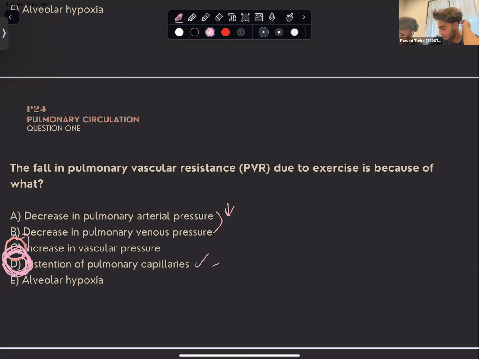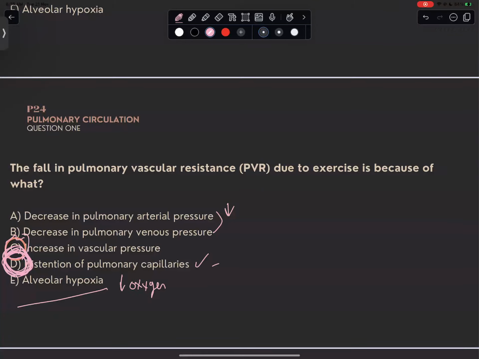Okay, and then what's hypoxia? What happens with hypoxia? Let's break that down. Low oxygen in the tissue. Yes, and then how would that affect the resistance? Resistance would increase. Resistance will increase due to what?